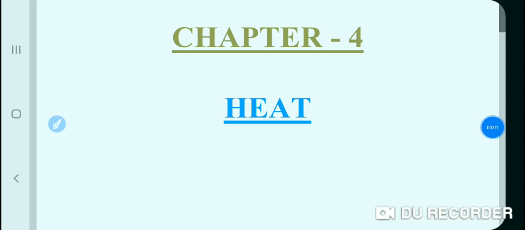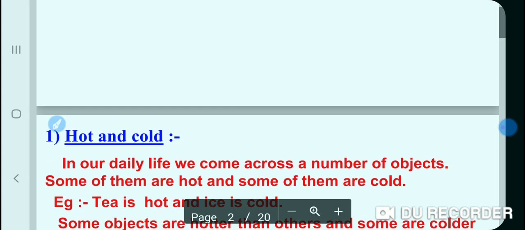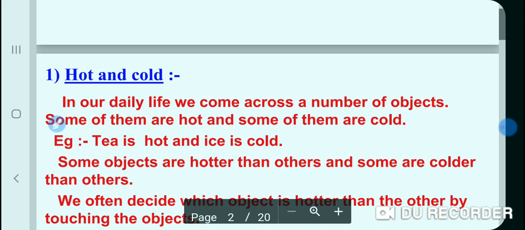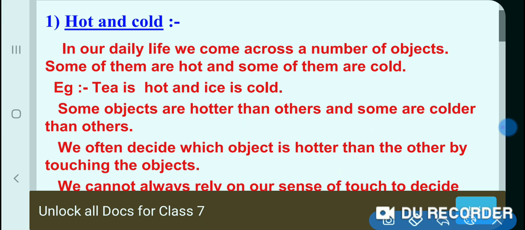Hello students, today we are going to start a new chapter, chapter 4, that is heat. So first we learn about the objects which are hot and the objects which are cool, that is, the hotness and coldness of any object. How can we know that any object is hot, or how can we say that any object is cold?